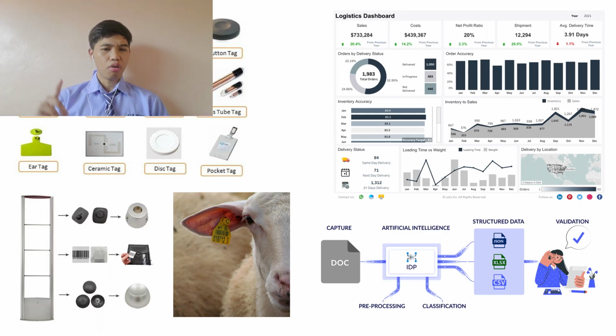Now you may think, oh okay, if it's all automated, then what's the point of human labor? Simple, because machines also make mistakes. That's why we also have the validation stage, to know if the data that are given to you are right or wrong.